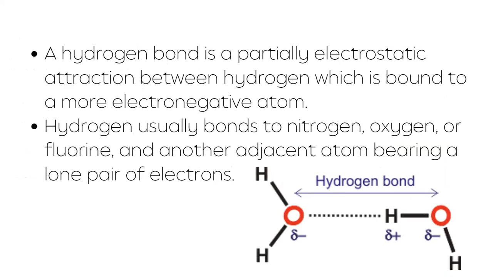A hydrogen bond is a partially electrostatic attraction between hydrogen, which is bound to a more electronegative atom. Hydrogen usually bonds to a nitrogen, oxygen, or fluorine, and another adjacent atom bearing a lone pair of electrons.